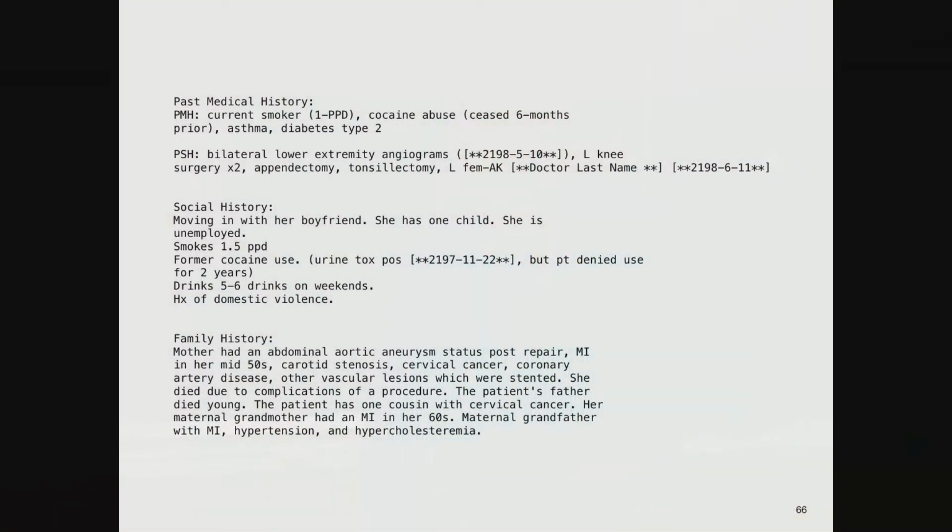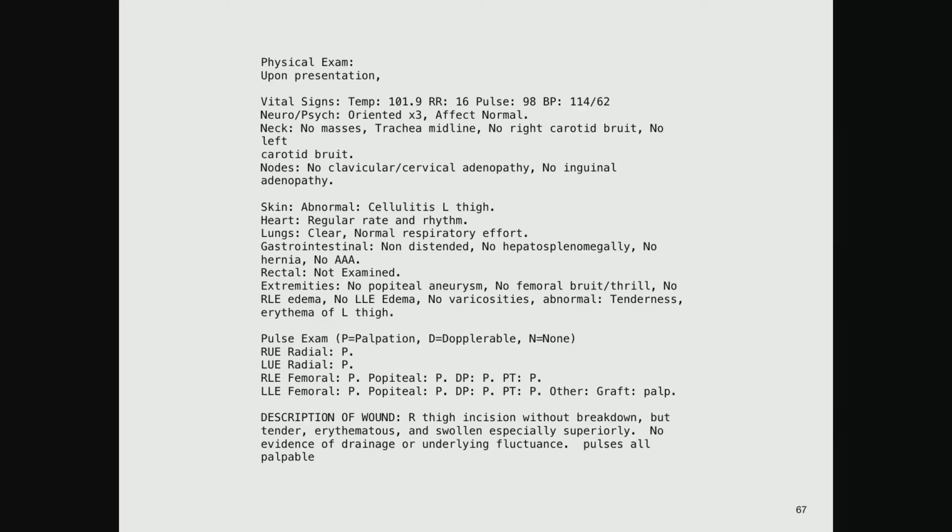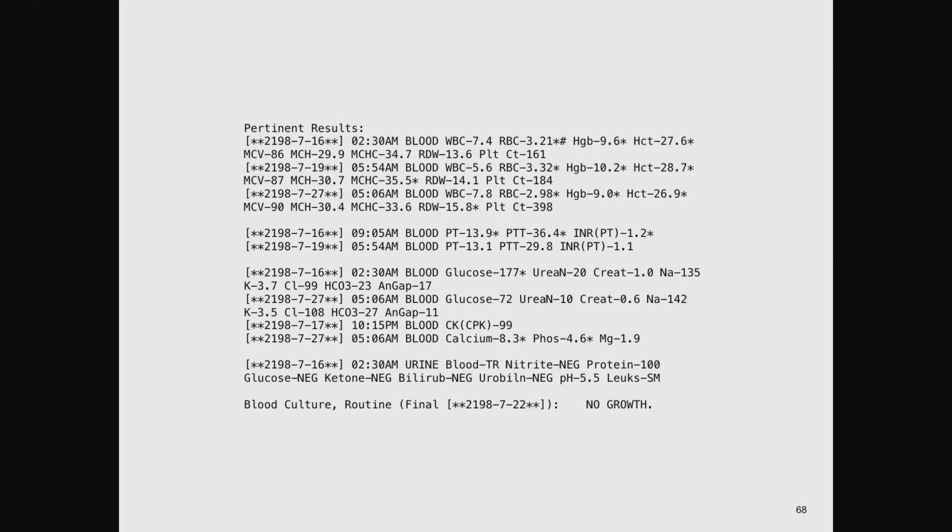Okay, so we have past medical history: 1 pack a day smoker, abused cocaine but says she stopped 6 months ago, has asthma, type 2 diabetes, social history, family history. These are the physical exam results, so it's giving you a lot of information about the person. Description of the wound down at the bottom, pertinent lab results.